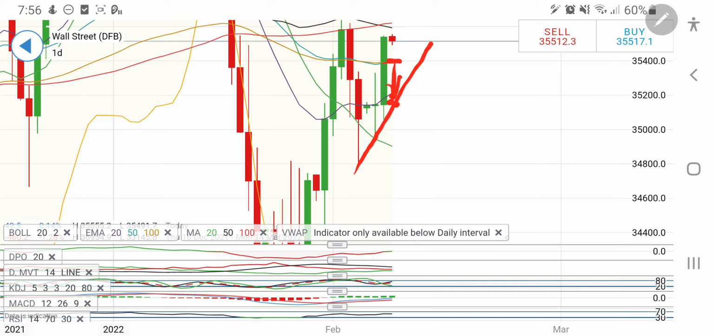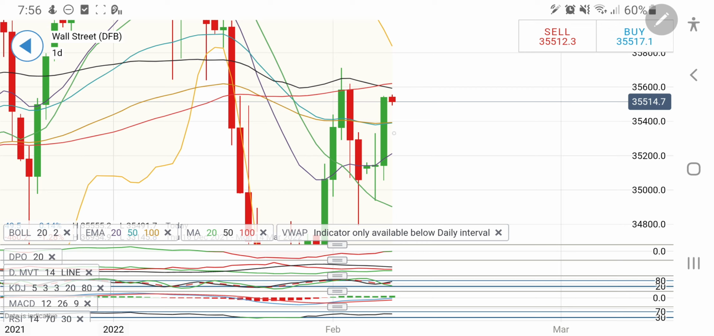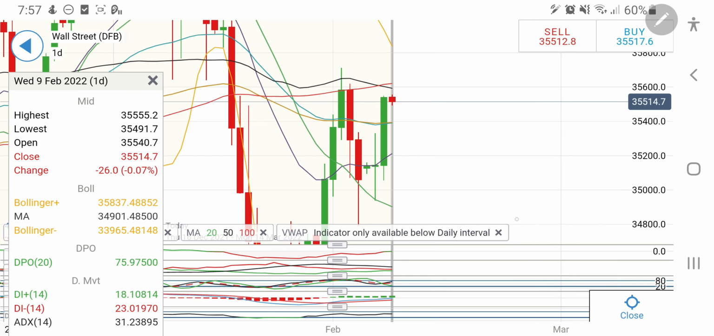Else, as long as it remains above 35,400 today, you can again expect it to head higher, and this time once it breaks 35,600, we can expect a sharp move towards 35,800 plus levels. So with the support at 35,400, and once it breaks 35,600, one can go long here and expect it to remain bullish till 35,800. Definitely it can be achieved. And on the downside, as I said, 35,400 should be a very strong support.